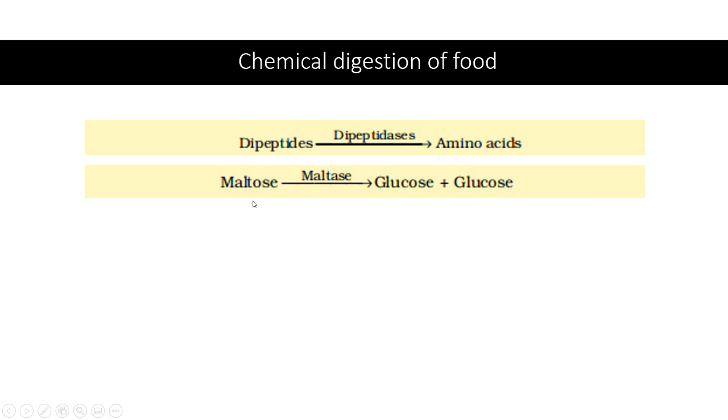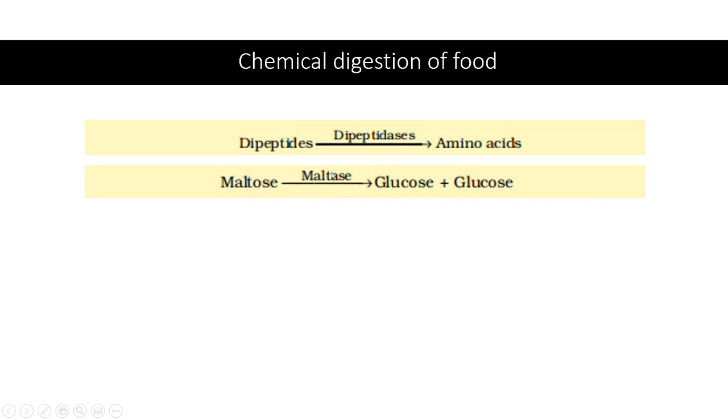Now, what kind of digestion is done here? We have talked about the different secretions from different glands of the digestive system. Now we will be seeing the chemical digestion of the food. Dipeptides are digested by dipeptidase enzymes into amino acids. Basically, a dipeptide means two amino acids connected together with a peptide bond. The dipeptidase enzyme cleaves that into single amino acids.